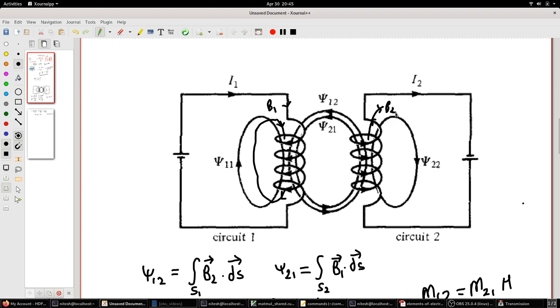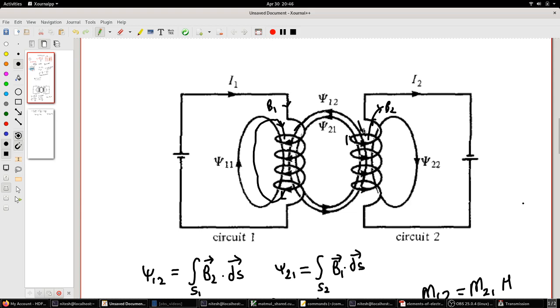So B2 will also be passing through this. The magnetic field generated because of the current I2 in this circuit will also pass through this particular coil, this particular inductor. Similarly, B1, the magnetic field generated because of the current in this inductor, will also pass through this other inductor coil.